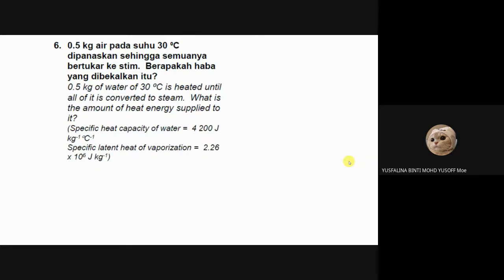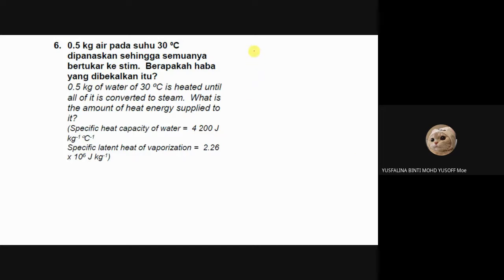Okay, number 6. 0.4 kg of water at 30 degrees Celsius is heated until all of it is converted to steam. So what is the amount of heat energy supplied to it? Okay, so this one, let's say I have water, right? The temperature of the water is 30 degrees. I need to boil it, I need to heat it until all of it changes to steam.